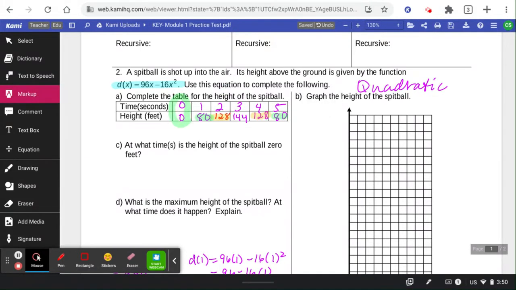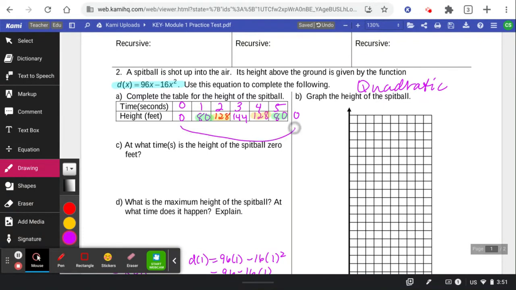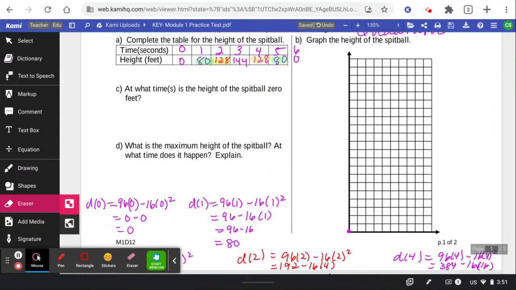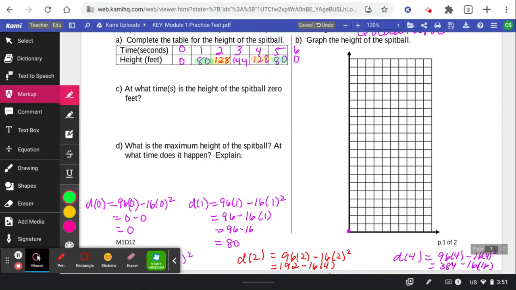Now, what do you think about this 0, 0? Do you think it lands that way as well? Does it make sense that the spitball would go all the way back down to zero? What seconds do you think that happens at? You got it. That would be at time 6. Okay, at what time is the height of the spitball 0? We've got right here and right here represented in the table.